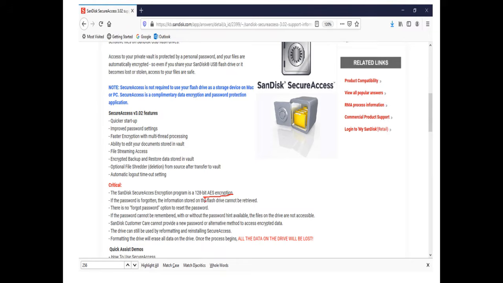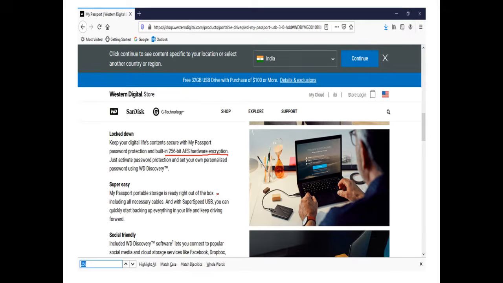So I was just scanning through the internet to see where all advanced encryption standard is being used, in what kind of products it is used. So I've taken some samples for our understanding. So we all know SanDisk and the popular USB drives that we use. And in their product page, they have clearly mentioned that SanDisk Secure Access Encryption Program is a 128-bit AES encryption. Likewise, Western Digital, in their product page, they have mentioned that they are using a built-in 256-bit key AES hardware encryption strategy.